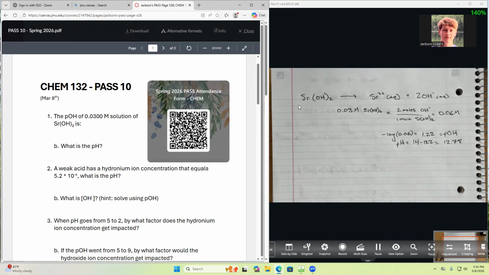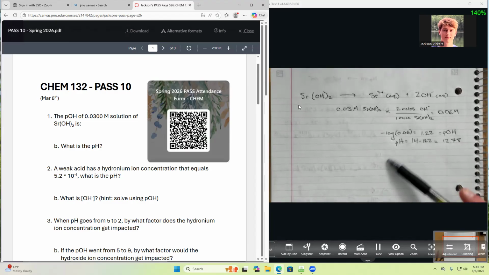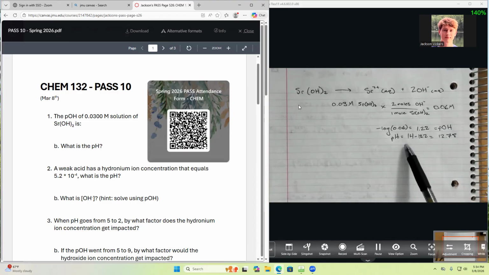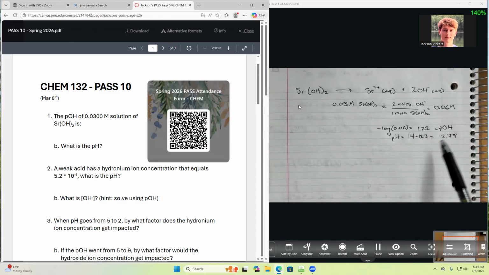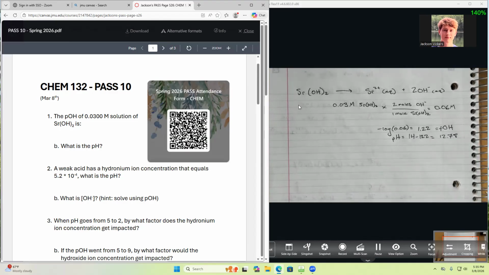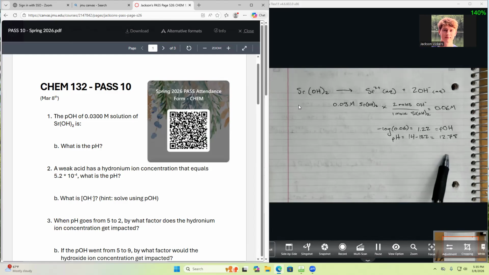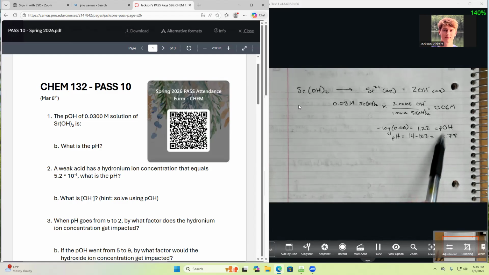And so once we have the molarity of OH minus ions, or hydroxide ions, we can take the negative log of that to get pOH. And then the next part, I was asking what is pH? So we're going to do 14 minus that to get pH. So 1.22 is the pOH, sorry, I don't know if I said that the first time. And 12.78 is the pH.